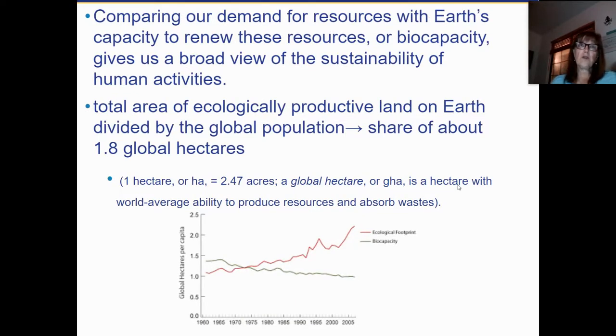So comparing our demand for resources with Earth's capacity to renew those resources, or what we refer to as biocapacity, helps to give us a broad view of human activities and their sustainability. The total area of ecologically productive land can be divided by the global population, which works out to be about 1.8 global hectares required for everybody on this planet to have all of the resources that they need. So 1 hectare equals 2.47 acres. A global hectare is a hectare with the world average ability to, again, produce all the resources and, importantly, absorb the waste material that is produced by those individuals in the population.